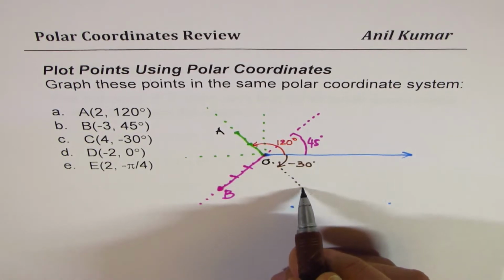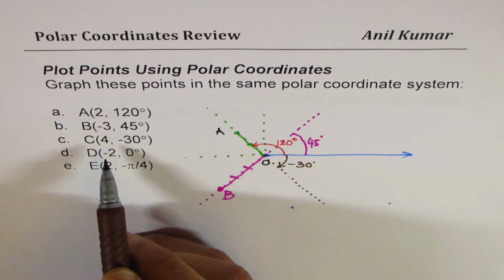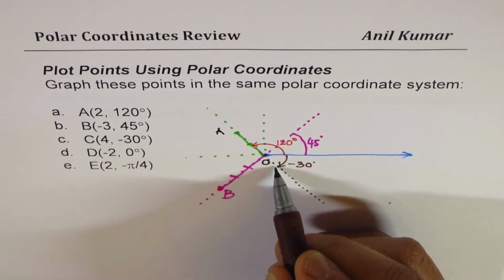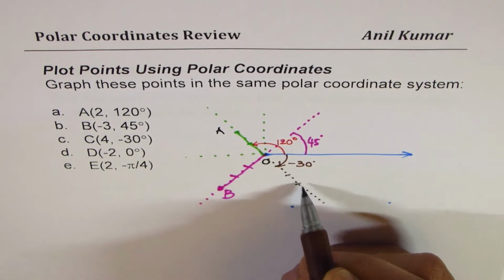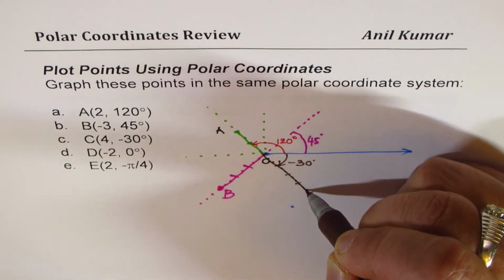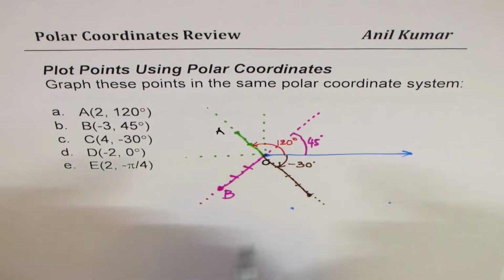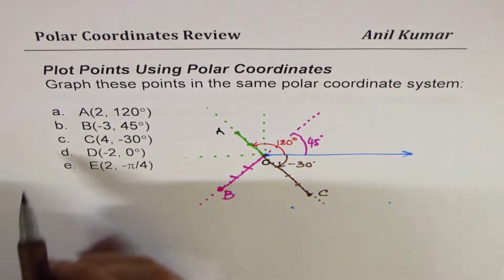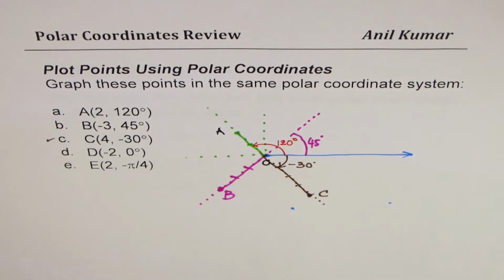Clockwise, correct? And in this direction, our value is 4, right? So we'll say 1, 2, 3, and this is 4. So that becomes the point C for us. Is that clear, right? So that becomes the point C for us.